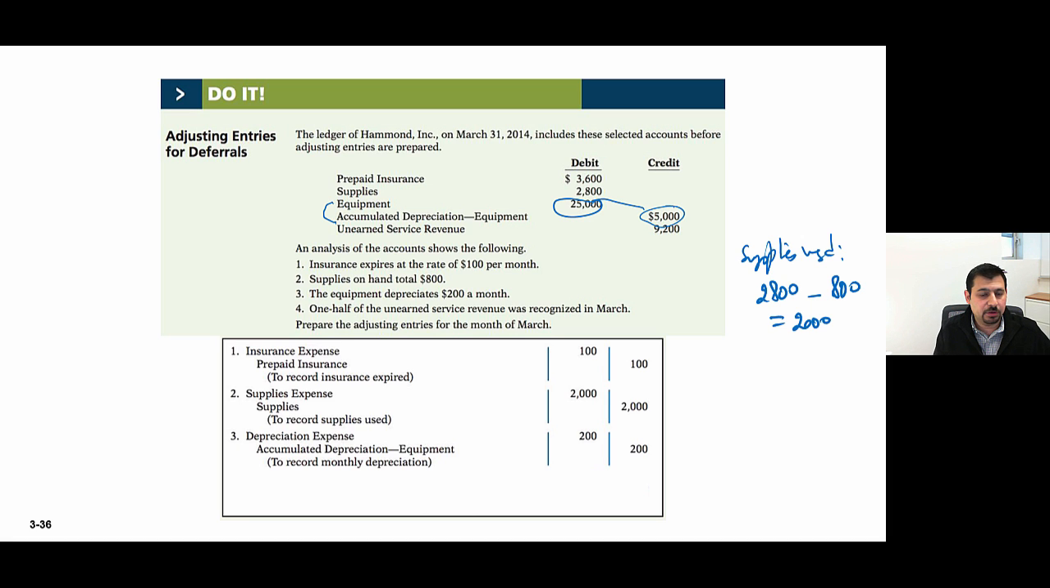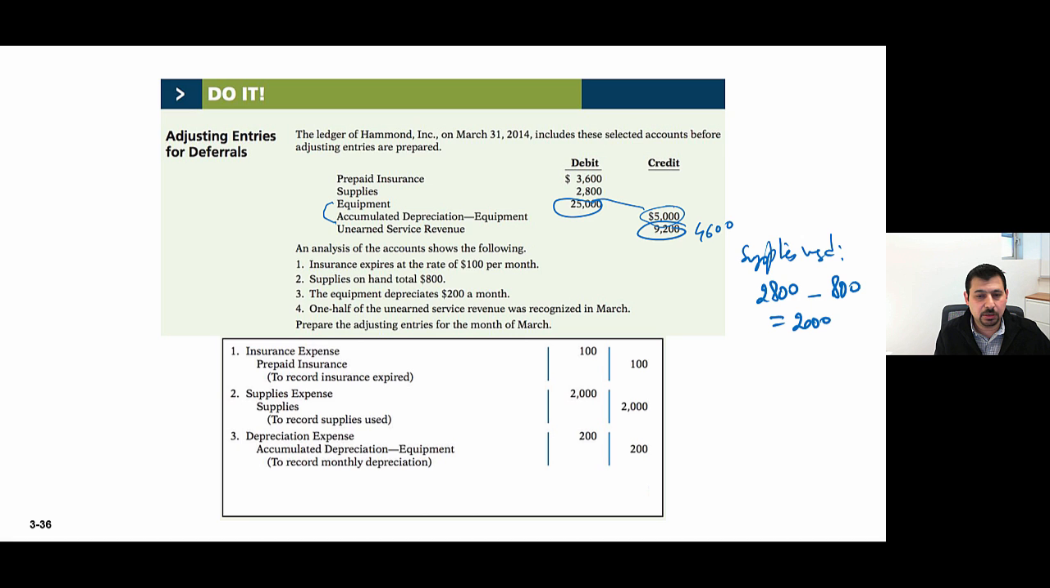The fourth analysis, the fourth item, would be that 1/2 of the unearned service revenue was recognized in March. So what happens here? This unearned service revenue, the company earned half of it. Half of it is 4,600.